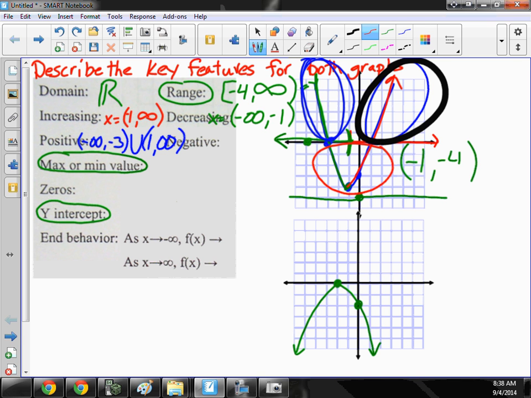So what's the smallest x value in that portion? Negative 3. What's the biggest x value? 1. So negative 3 comma 1. Do we include either of those? No, they're both on the line.